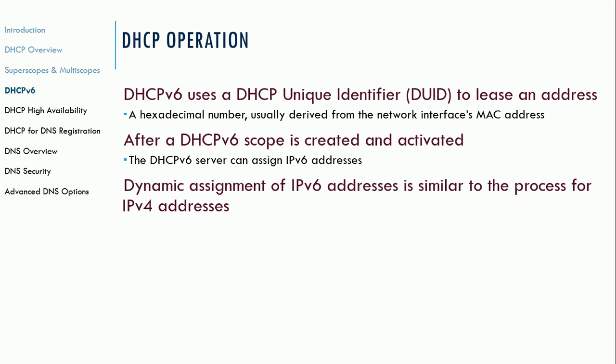After a DHCPv6 scope is created and activated, the server can assign IPv6 addresses. So the dynamic assignment of IPv6 addresses is very similar to IPv4, except it's going to use different port numbers. So it's going to use port 547 on the server side, and the client's going to listen on port 546 for the response.